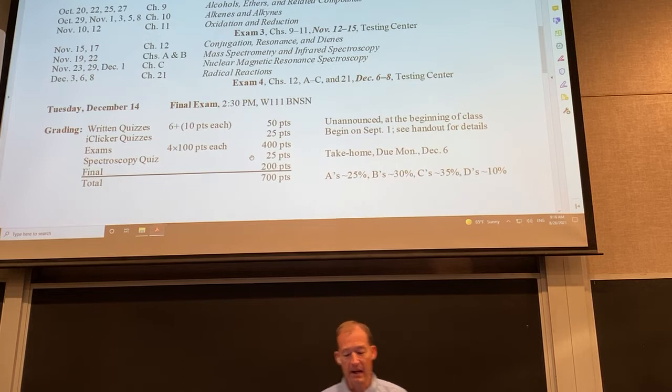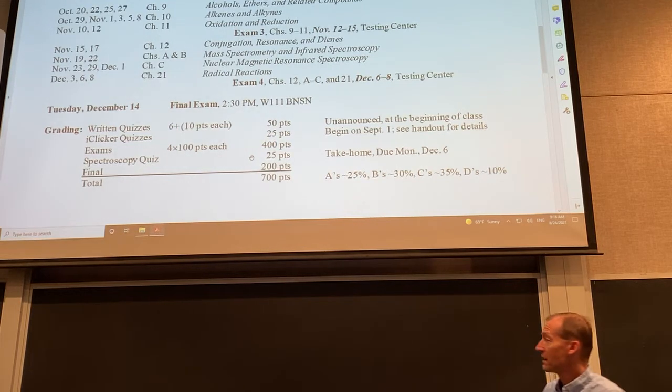And then our final exam will be held in the classroom at the time scheduled in the university schedule. So the time that they've given us for our exam is Tuesday, December 14th at 2:30. And so please do not book any airplane tickets to go home before this date because you will need to be here in the classroom taking the exam on that day. University policy does not allow us to give final exams early.